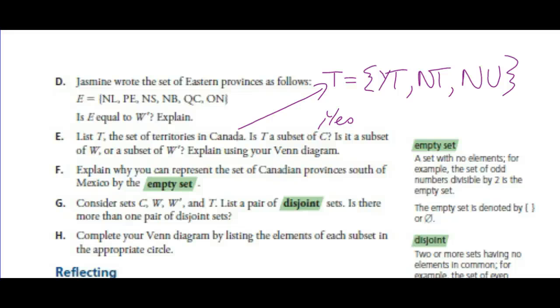Explain why you can represent the set of Canadian provinces south of Mexico by the empty set. What's an empty set? A set with no elements. For example, the set of odd numbers divisible by 2 is the empty set. I don't know if those are square brackets. They do give you something for the empty set on the formula sheet, and they list it like this. Okay, so that's the empty set. There are no elements in that set.